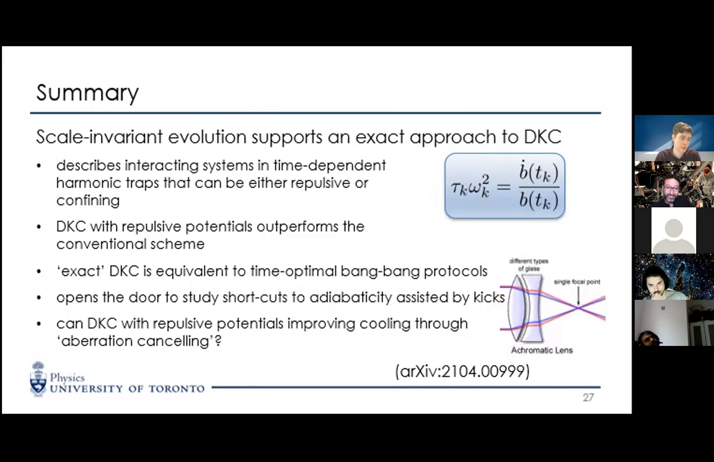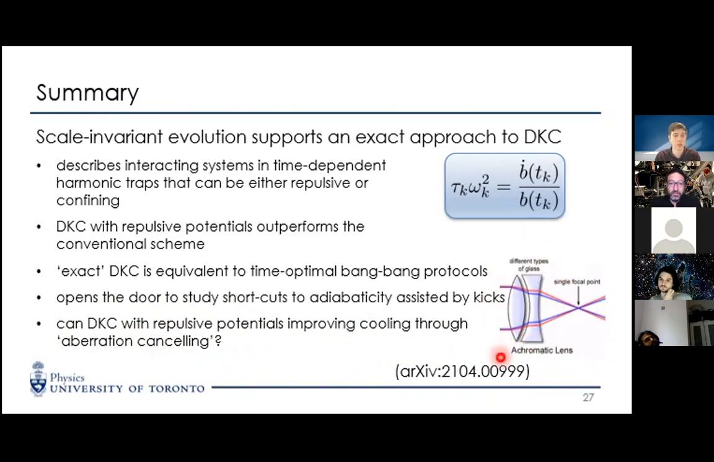And finally, I'll just say that we have some hope that not only can we improve the speed of Deltakick cooling with repulsive potentials, but we also have some hope that we can actually improve the cooling performance as well by canceling aberrations. Similarly to how one might, in the analogy with lenses, cancel aberrations by using more than one lens.